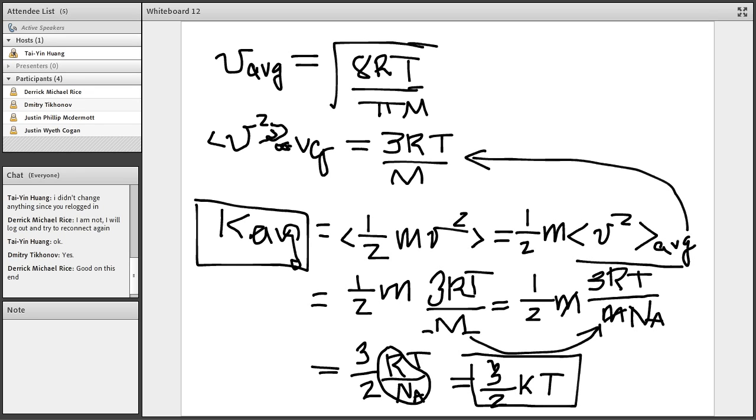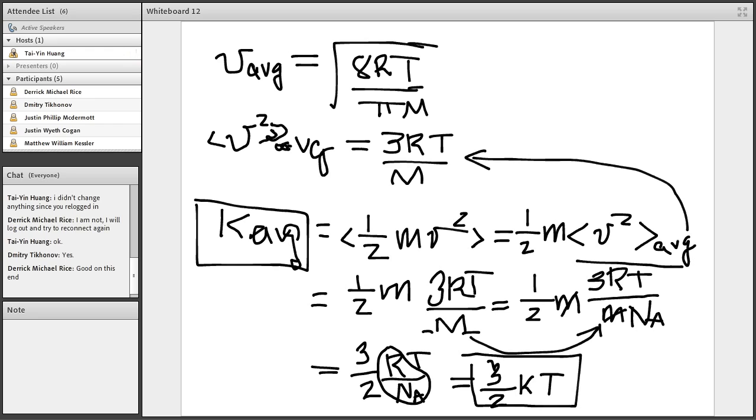This means that whenever you have gas molecules, the average kinetic energy is the same, provided that all the gas molecules are ideal gases. So if they are ideal gases, then they all have the same average kinetic energy, provided that they have the same temperature. That's the important thing about this.